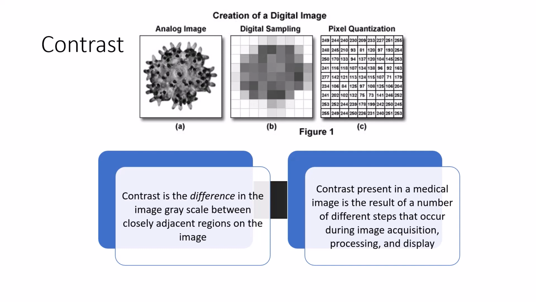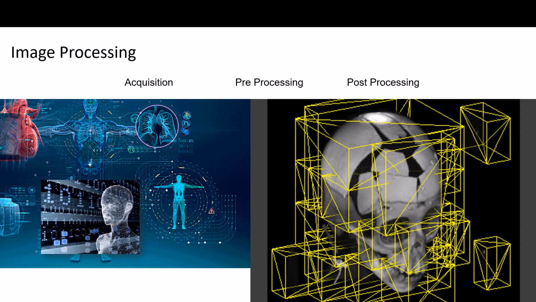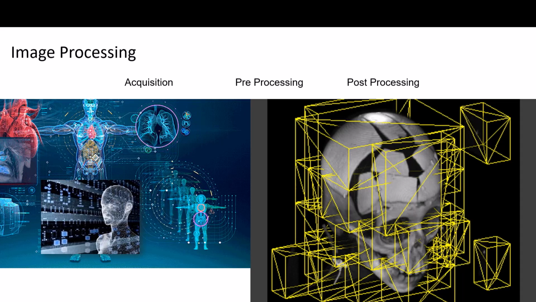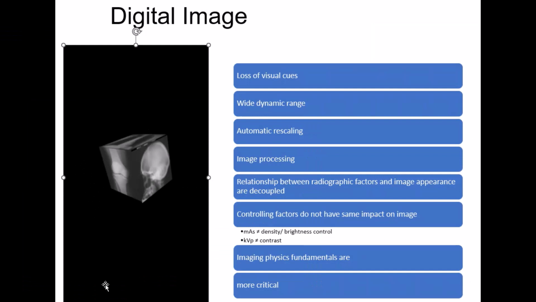Contrast present in a medical image is the result of a number of different steps that occur. These steps occur during image acquisition, image processing, and image display. In image processing, we start with acquisition, then pre-processing, and finally post-processing. All modalities capture imaging data that can be processed into an image. In pre-processing, there are two major things we're going to look for. We're going to eliminate any detector flaws and also control the dynamic range. A digital image is not a film screen image.